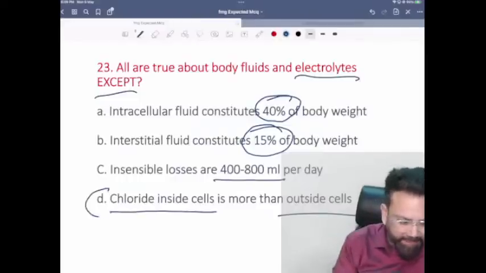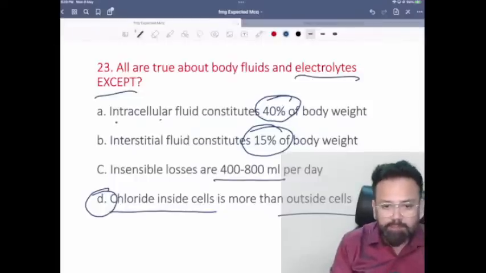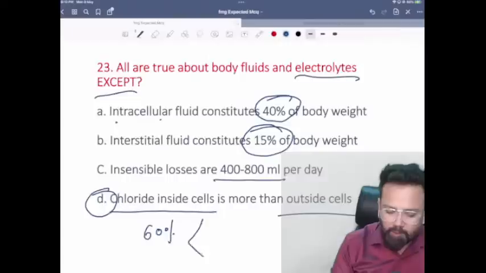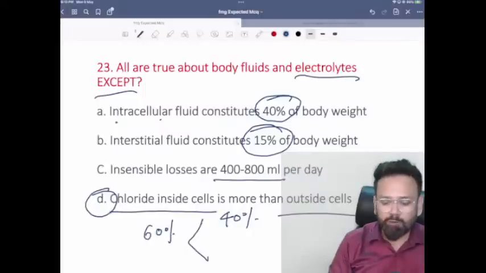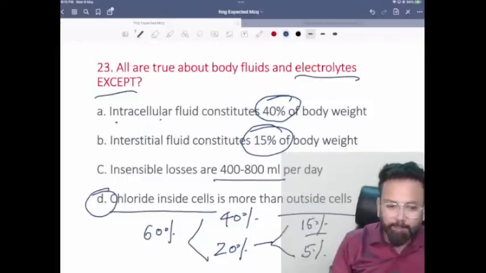Yes, the answer is D, intracellular fluid. See, 60% of your body is water. Out of this 60%, 40% is inside the cell, intracellular. 20% is outside the cell. Out of this 20%, 15% is interstitial and 5% is the plasma.